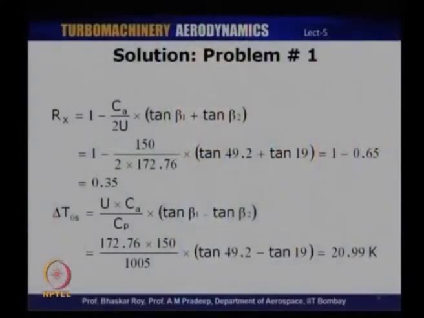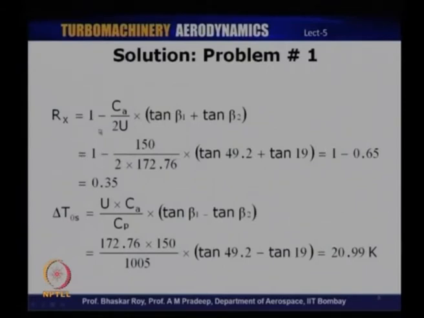One is the axial velocity, then the blade speed and the blade angles at the inlet and exit. So, degree of reaction is something which you can determine by solving the velocity triangle. Since we already have all the angles associated with this particular rotor, we can easily find out the velocity triangles and therefore, the degree of reaction. So, degree of reaction in this case is 1 minus C_A by 2U multiplied by (tan β1 plus tan β2).